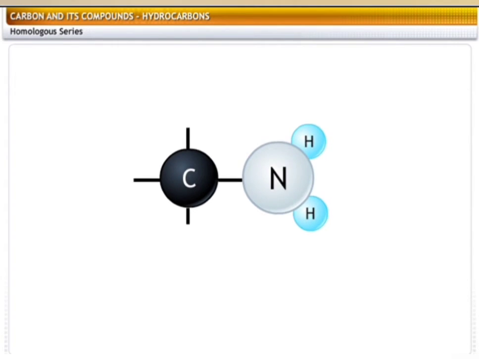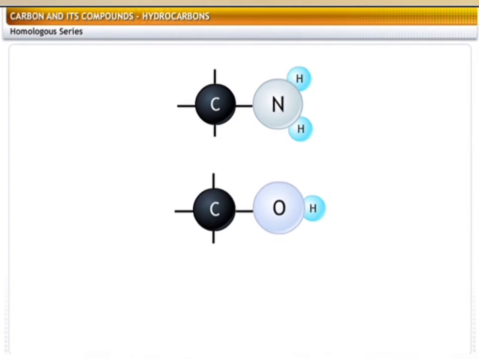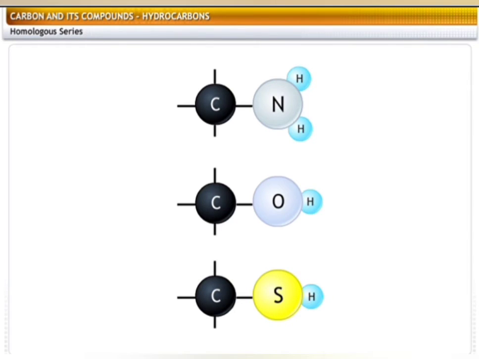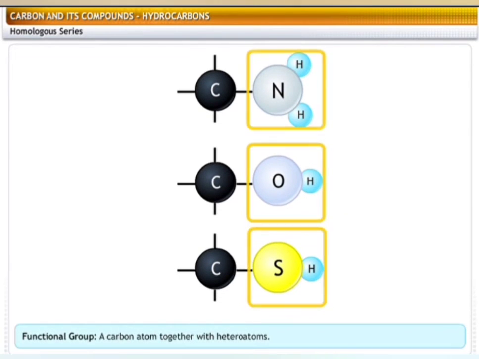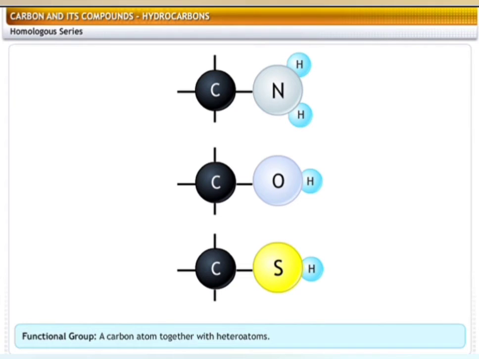Carbon compounds are categorized into various groups based on their functional groups. Carbon combines with many other atoms like nitrogen, oxygen, sulfur, and halogens, in addition to hydrogen. These carbons, which are bonded to heteroatoms, exhibit characteristic properties. Such a carbon atom together with heteroatoms is referred to as a functional group. These functional groups impart characteristic properties to the molecule.